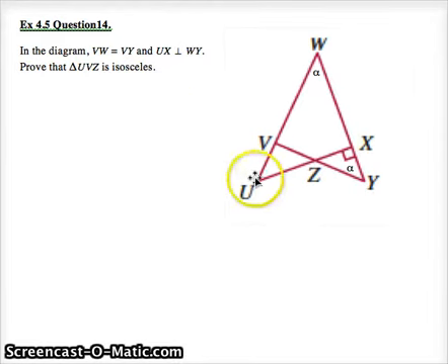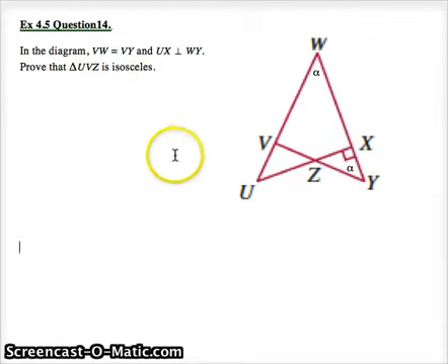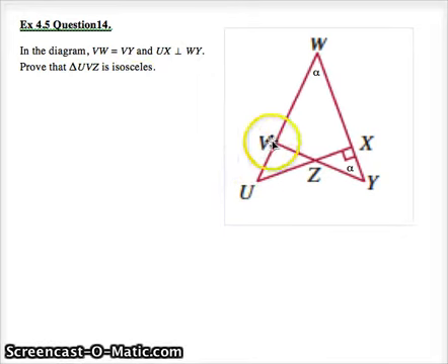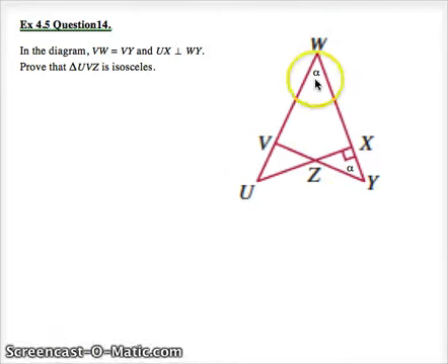And we're also told that UX is perpendicular to WY, so we've got a right angle there. And what we have to prove is that UVZ, so this triangle here, is isosceles. So we're going to have to prove that two of the angles in this triangle UVZ are equal. So let's write down this information that I was speaking about before.